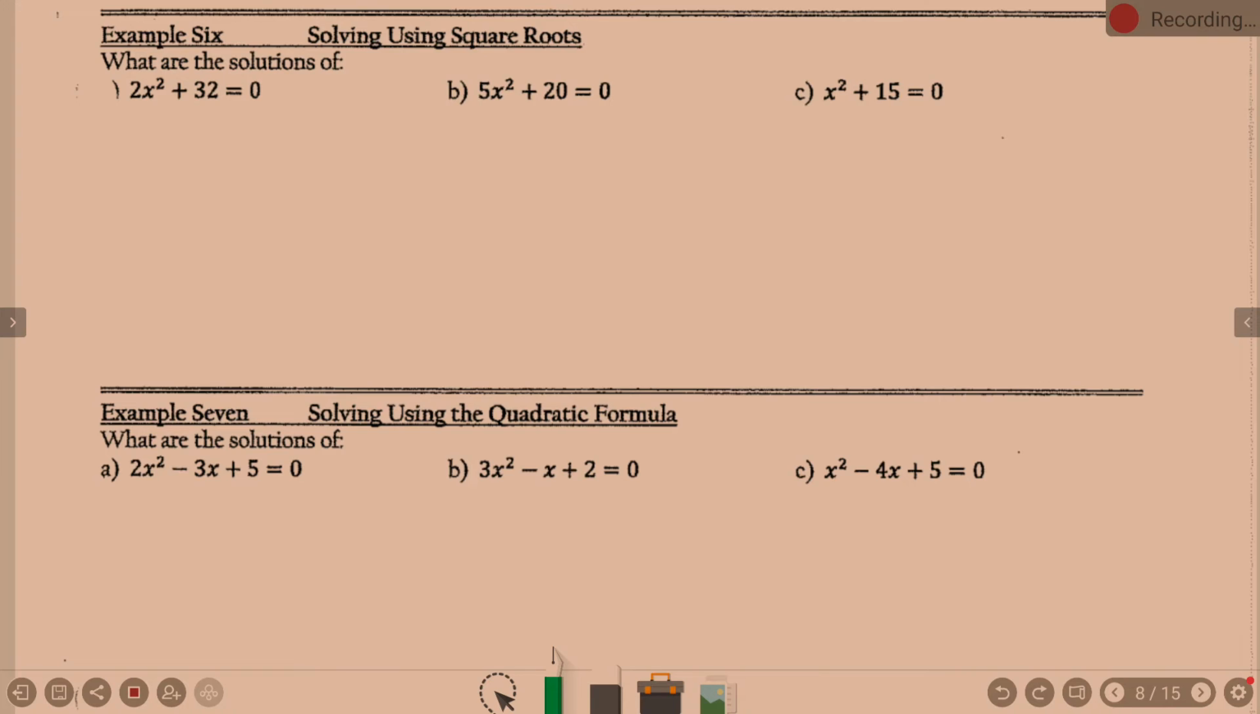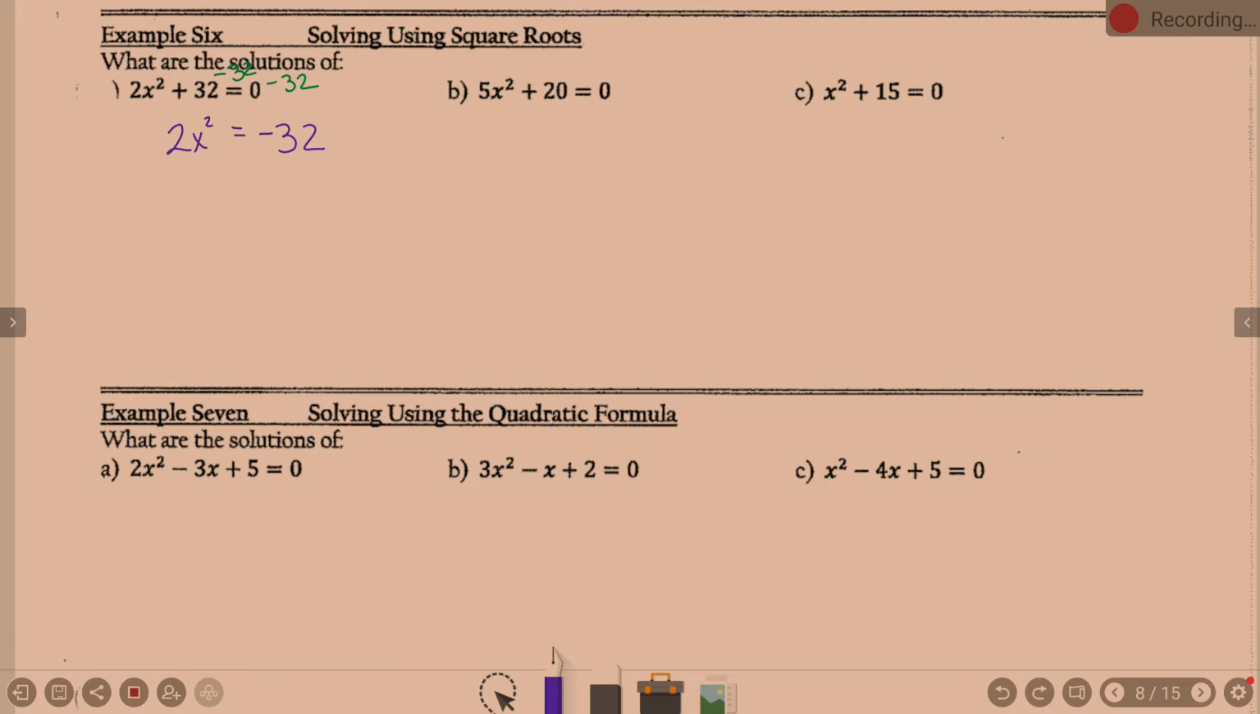Okay? And I'm not saying you couldn't divide by 2 here, but occasionally it won't work out nicely. So I would always suggest get the x squared term by itself, which means if it's positive 32, we're going to subtract 32. What do I have after I subtract 32 there? We've got 2x squared, and 0 minus 32 is negative 32.